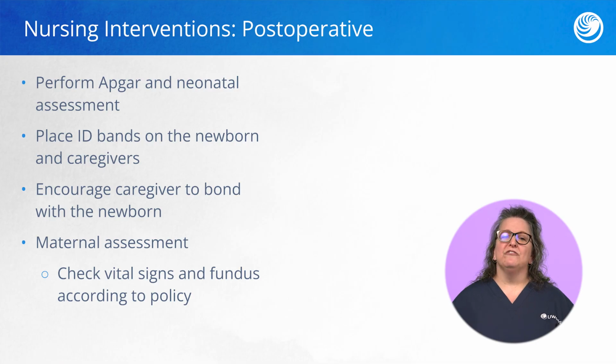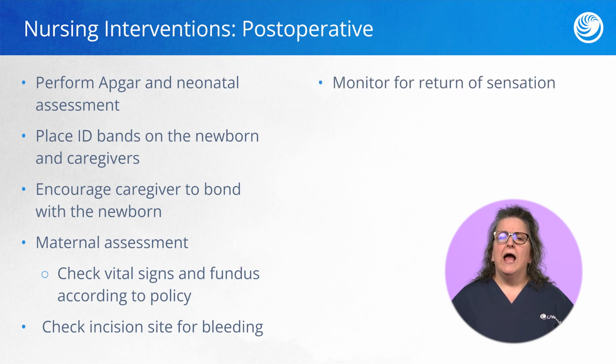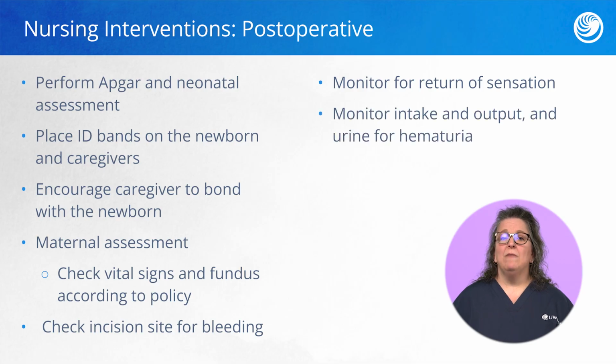During the postoperative phase, you will perform frequent maternal assessments, checking the vital signs and the fundus according to policy. With the fundus, you will assess position and firmness, check the incision site for bleeding, and monitor for the return of sensation, checking the level of numbness if they can feel or move their legs. Monitor intake and output and the urine for hematuria. This can indicate that the bladder was injured during the operation.